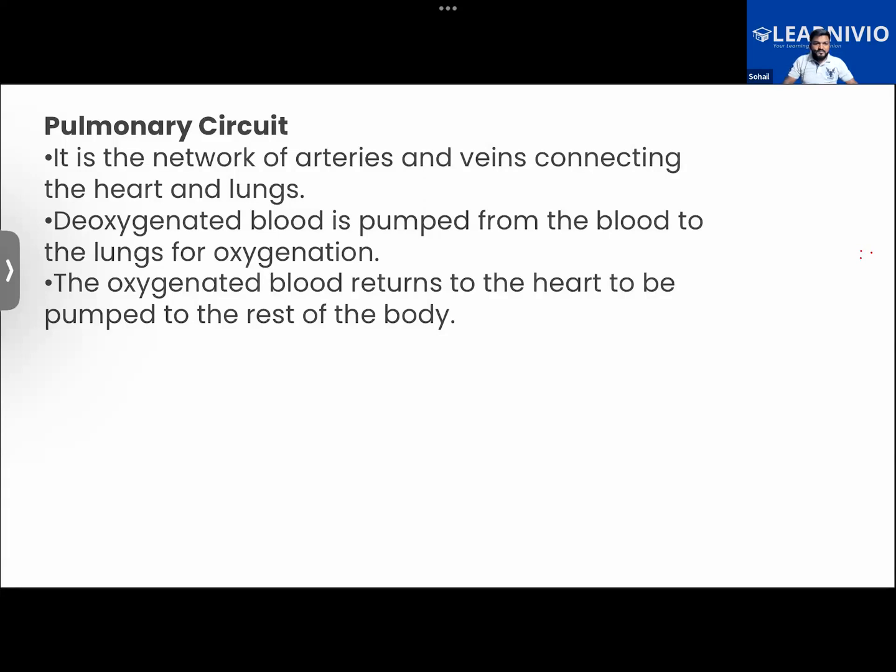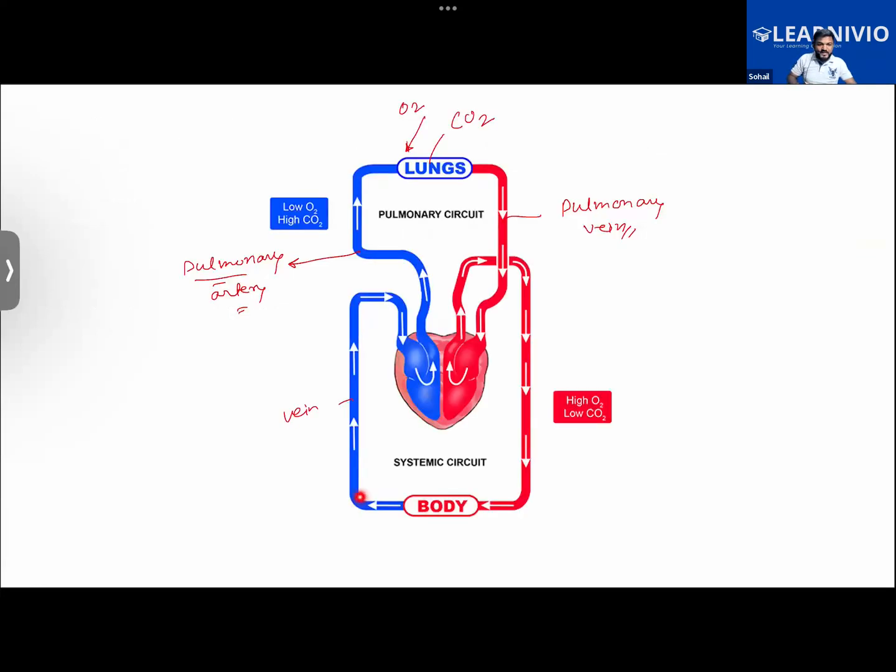Furthermore, we have learned that deoxygenated blood is pumped from the heart to the lungs for oxygenation. Here it should be heart. So all the deoxygenated blood via the veins goes into the heart. Here, when it is talking about the body, it is talking about each and every part of your body, each and every cell inside your body. In the body cells, respiration will be happening.